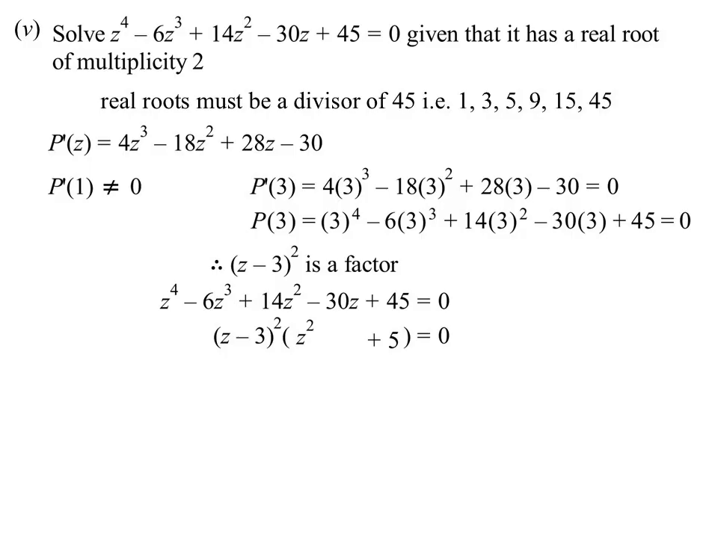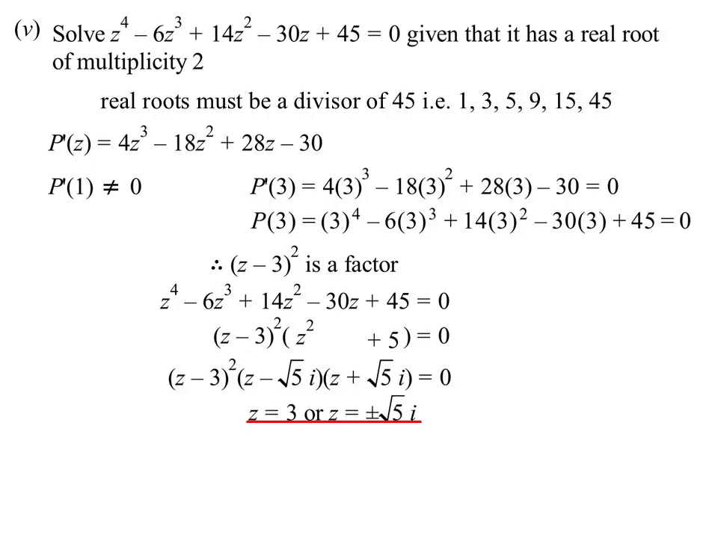But it did say to solve it. Let's go and solve that. Did I need the second last line? Again, it's saying solve it, so I probably didn't need to reduce it down to its linear factors. But the solutions are 3 or plus or minus root 5i.